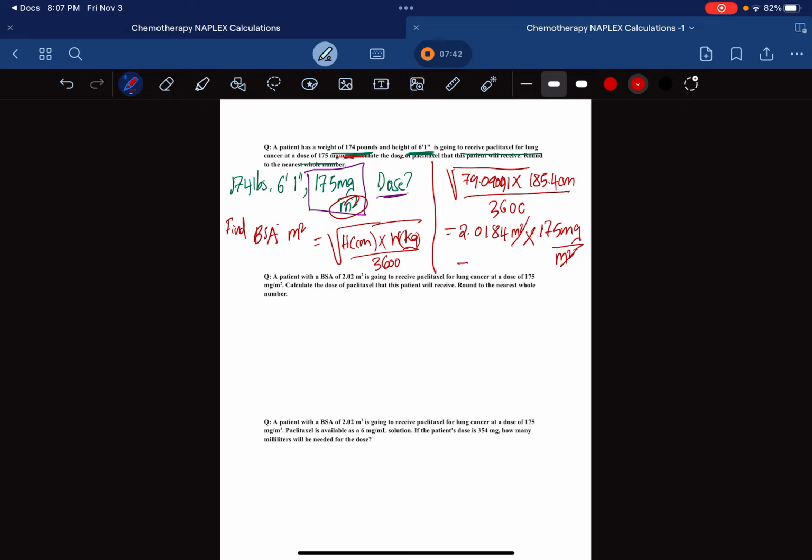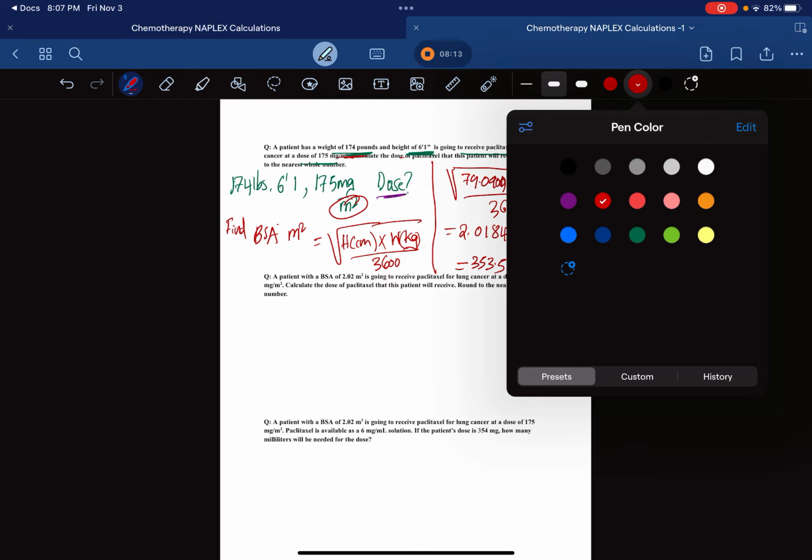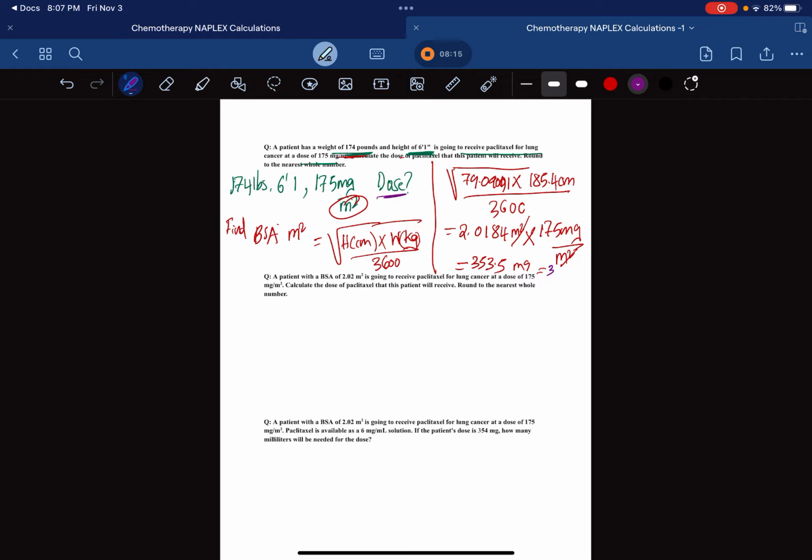Those two cancel out. That will give us 3.4 milligrams. But then you have to go back to the question and find out, what do they say? They need a whole number. So we have to change that into a whole number. So that will be 354 milligrams. That's a whole number.